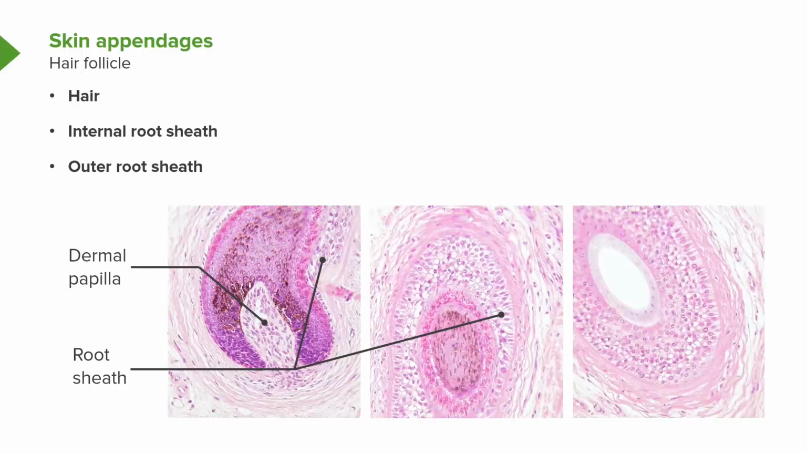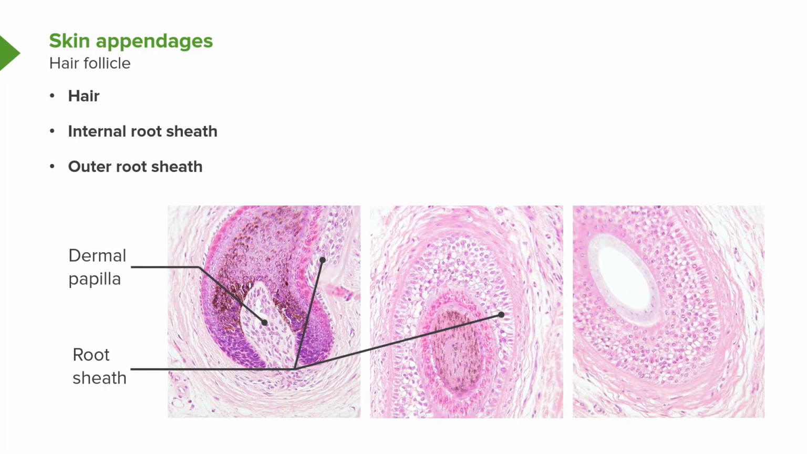On the left-hand side, you can see the dermal papilla projecting into the base of the hair follicle. That dermal papilla is no different to the dermal papilla projecting up into the overlying layer of epidermis that I described before. The very surface of that dermal papilla has on it epidermal cells, typical of the epidermis, stratum basale, and also melanocytes that are going to contribute to the colour of hair.